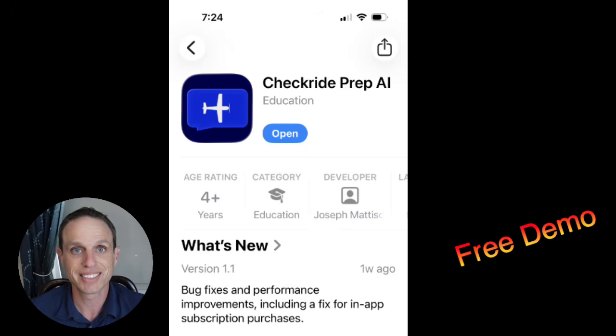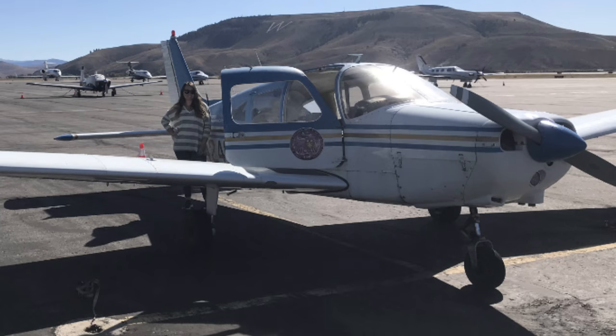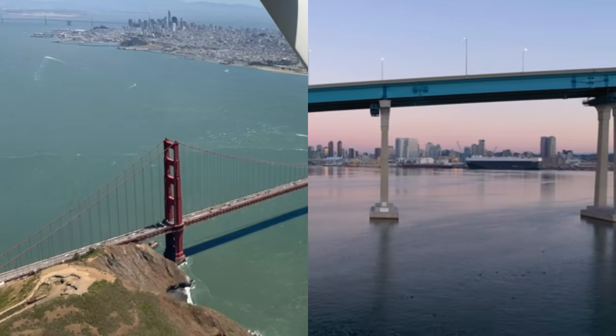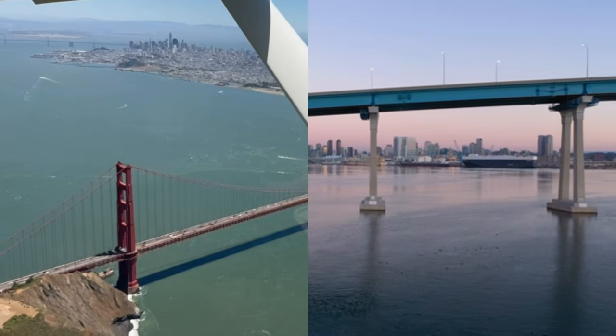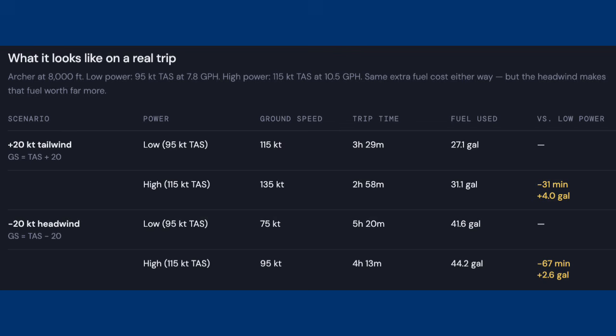You're gonna love it. So let's apply this to a real life example. Let's use that Archer, 8,000 feet, and let's do an approximately 400 nautical mile trip, which is essentially the distance between San Diego and San Francisco. And let's compare doing high power versus low power with a headwind or a tailwind. So let's start with that tailwind again.